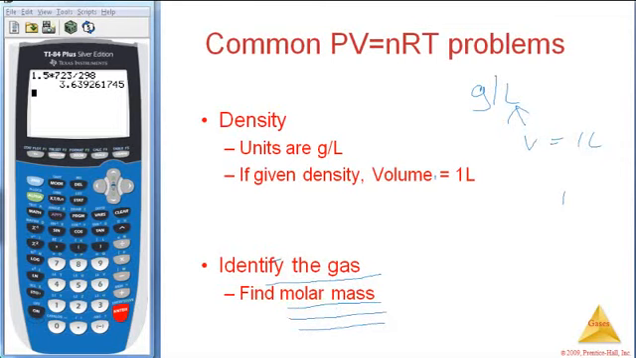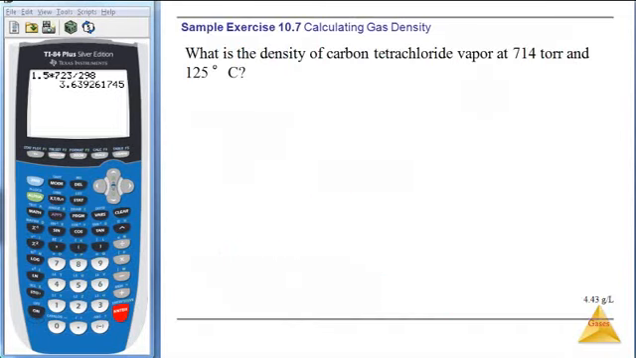Okay. All right, so let's take a look at some. What is the density of carbon tetrachloride vapor at 714 torr and 125 C? Okay, so density is going to be grams per liter. Liters is 1, right? I don't know grams, so let's think.